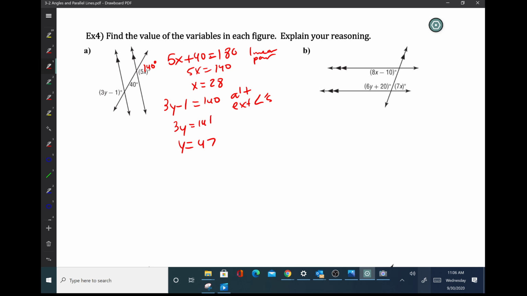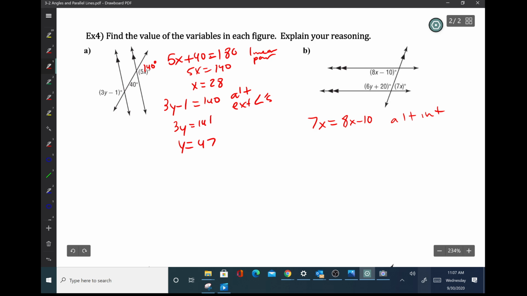All right, let's do letter B. Where am I at? I did Nick. Owen, you there? Yes, sir. All right, what do I know about 7x? What is it equal to? It's equal to something there. 7x is equal to 8x minus 10. Why? Alternate interior angle. Good, alt interior.